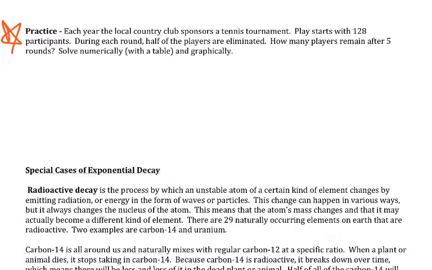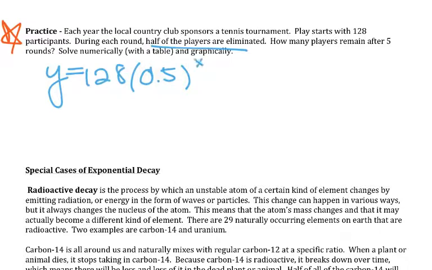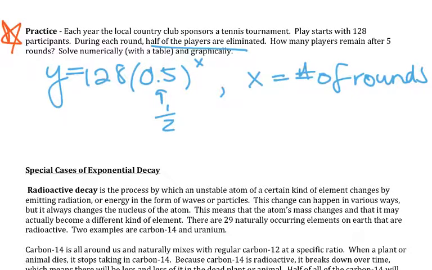Okay, so assuming you've solved this problem, your equation should be y equals 128, because that's our initial value. Half the players are eliminated each time, so we have a decrease of 50%. So 1 minus 0.5 will give us 0.5 to the t, or to the x. So x here, in this case, is the number of rounds. That's essentially our unit of time. Okay, you could also represent this as a 1/2 instead of a 0.5.